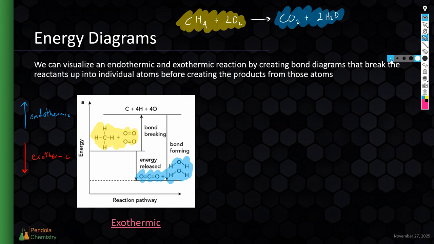Our delta H here, which is symbolized by this arrow, because we're going from the reactants to the products, is negative delta H. And we can see that because this arrow is pointing down, meaning that when methane reacts with oxygen, when it burns, it releases energy, creating carbon dioxide and water. And that's why we have the negative arrow.